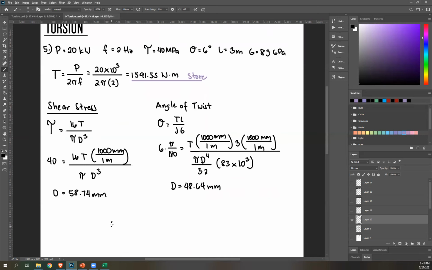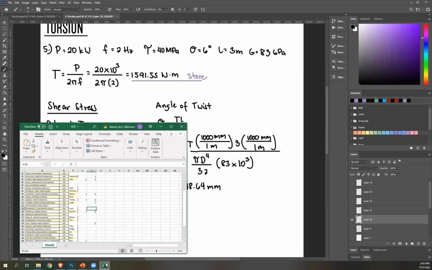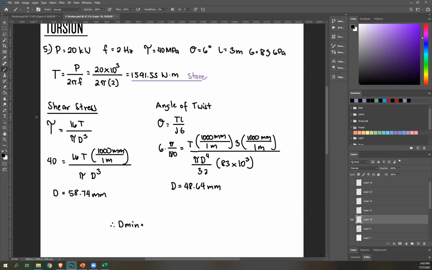Therefore, which should I use, 58 or 48? Okay, everybody, please try to answer. What should be our final answer here? The minimum diameter that we can use, is it 48 or 58? Correct, Tim? What about the others? Please answer as well. What do you think? Is it 48 or 58?